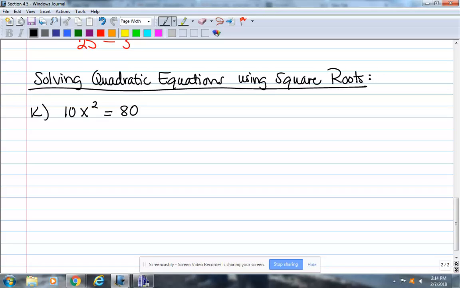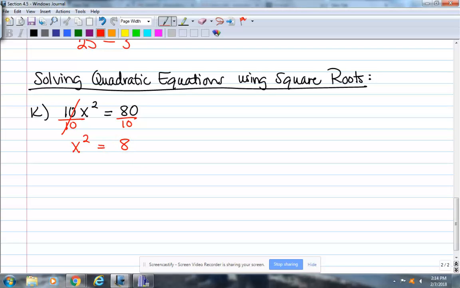So first you want to get the square by itself on this one. So how do you think we're going to get our x squared by itself? Divide both sides by 10. Very good. So that leaves me x squared equals 8.